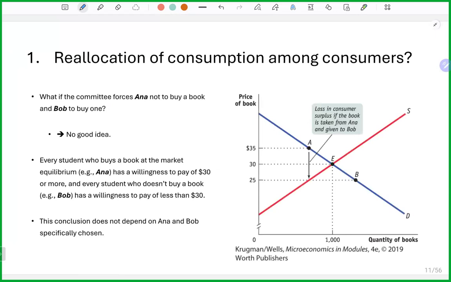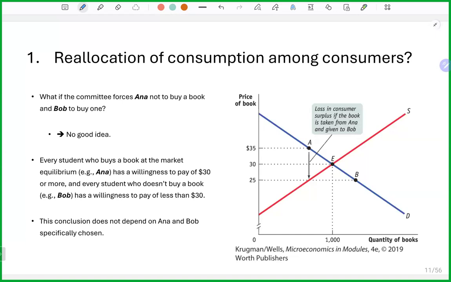So think about A. My question to you is Anna. Anna's valuation of the book is $35, and Bob's valuation is $25. Certainly under the market equilibrium, Anna is a buyer because her willingness to pay is higher than $30. And Bob is not a buyer because his willingness to pay is only $25.